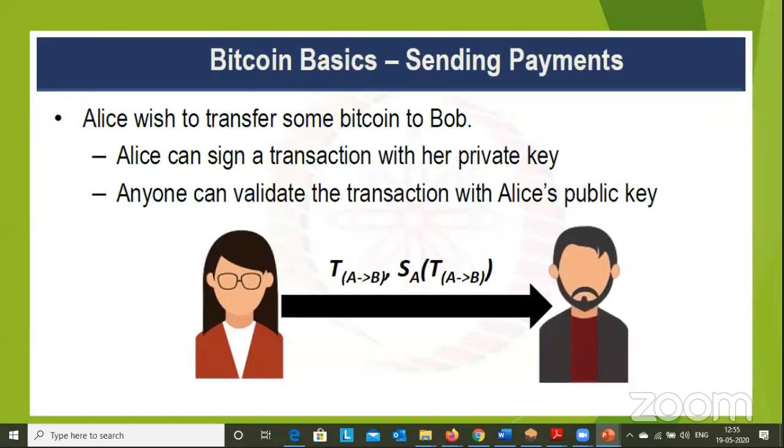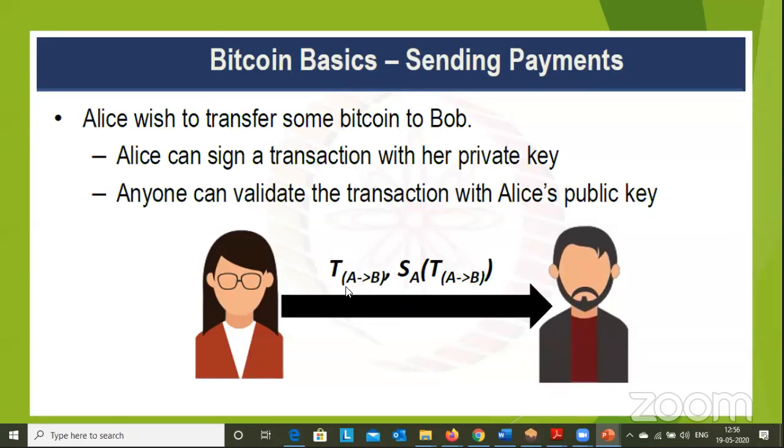Now here we will see what the procedure is to send a Bitcoin. There is a scenario, Alice and Bob. Here Alice wishes to transfer some Bitcoin to Bob. Alice can sign a transaction with the private key. You can see this formula: if A wants to send Bitcoins to B, Bob, then before that the public address of B should be given to Alice. Then only she can send.